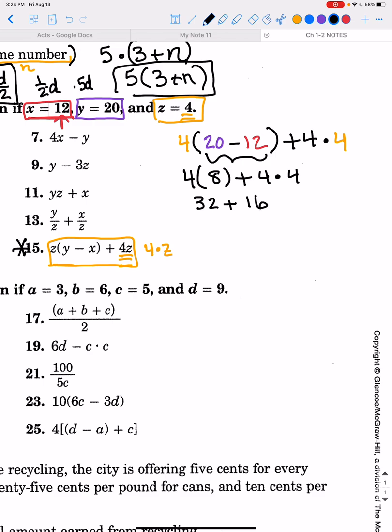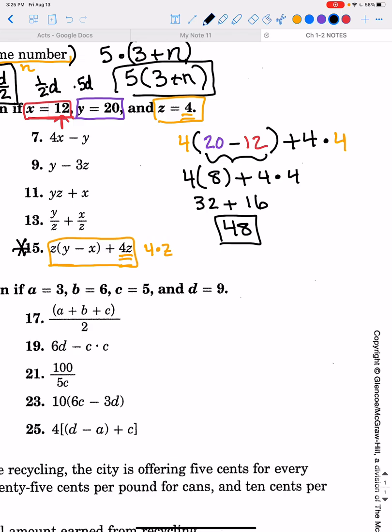And then last but not least, we do addition. 32 plus 16 is 48. And so your final evaluation would be 48. And again, notice kind of that triangle. We start out wide and we go smaller, smaller, smaller as we work through PEMDAS in order, until we get to that final evaluation.